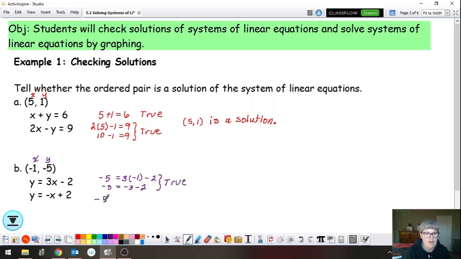Does negative 5 equal the opposite of negative 1 plus 2? Well, the opposite of negative 1 is a positive 1 plus 2. That is false. 1 plus 2 is 3, not negative 5. Since both of these statements are not true, we would say that (negative 1, negative 5) is not a solution.